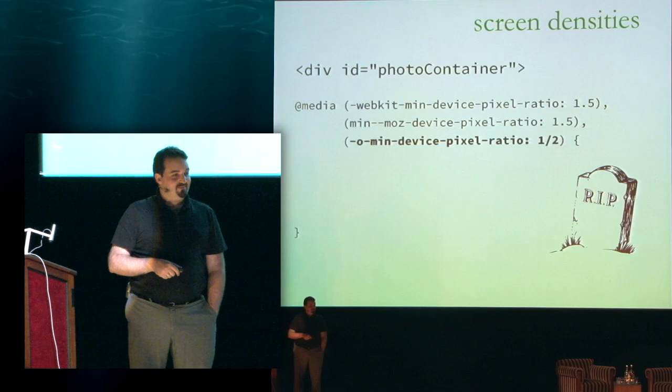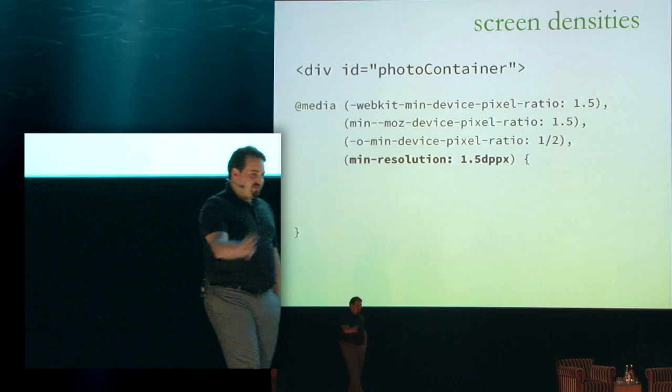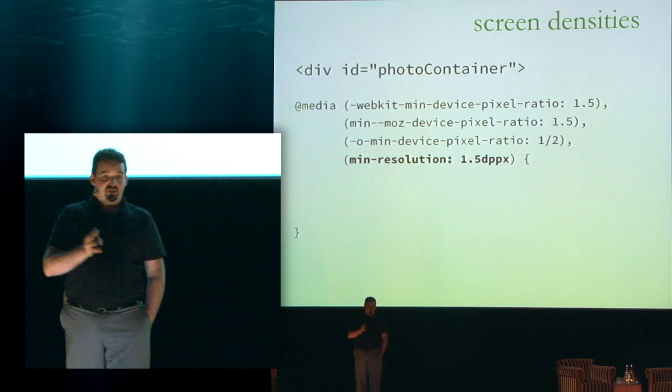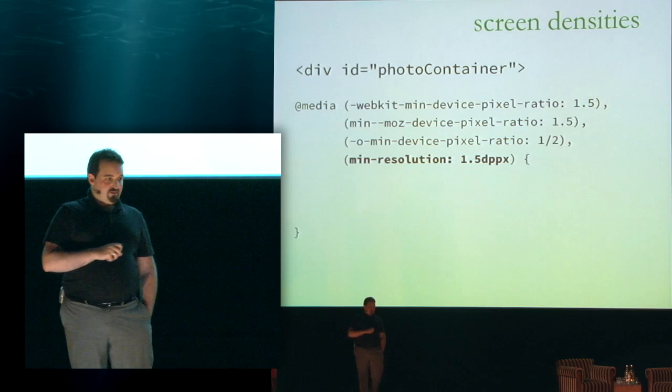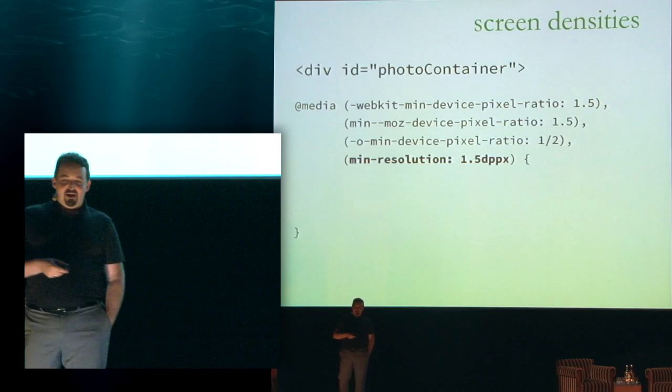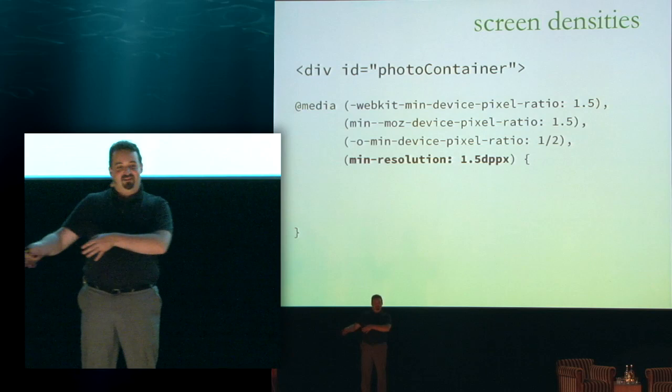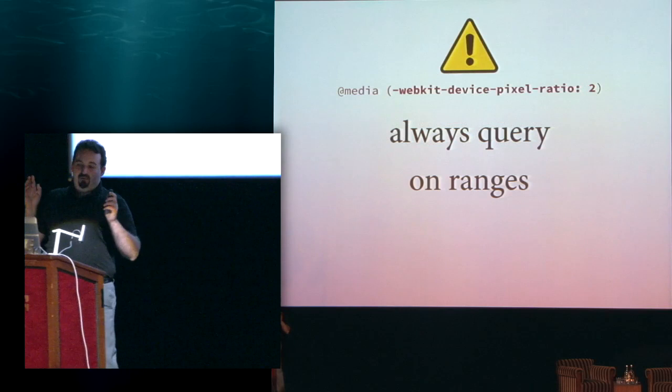And finally, the future-proof solution, the standard solution on the W3C, will be to use the resolution, an already standard property, but with a new unit called dppx, that has nothing to do with PPK, right? dppx is device pixels per pixel, device pixel per CSS pixel. So it's a pixel ratio, basically. So, warnings: always query on ranges.